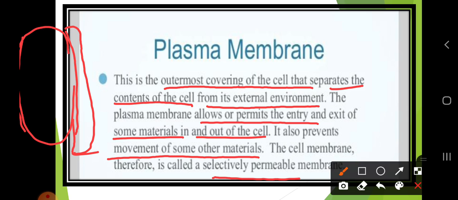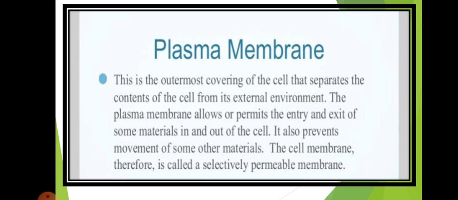Okay, the question can be asked: write a short note on selectively permeable membrane. So you have to write about the plasma membrane. Why is it called a selectively permeable membrane? Because it gives permission to materials, whether they are able to enter into the cell or exit from the cell. So it gives the permission. So it is the work of the plasma membrane.